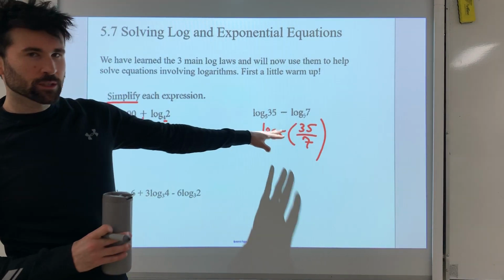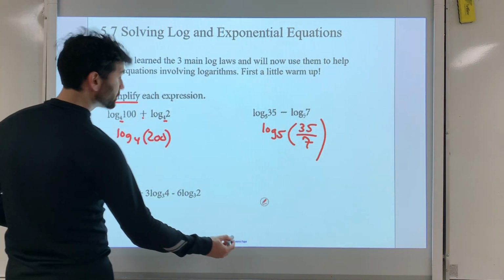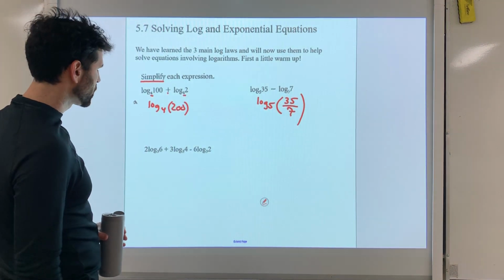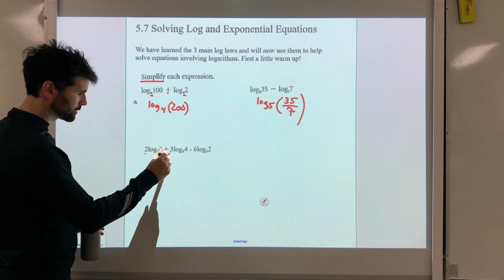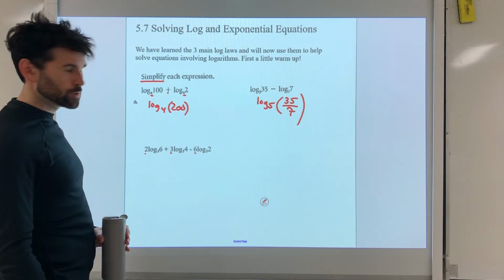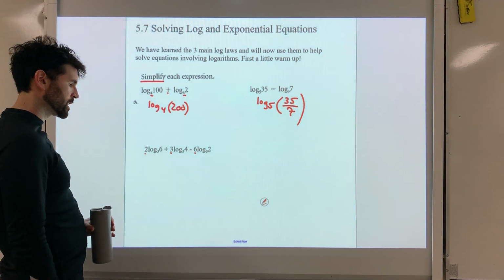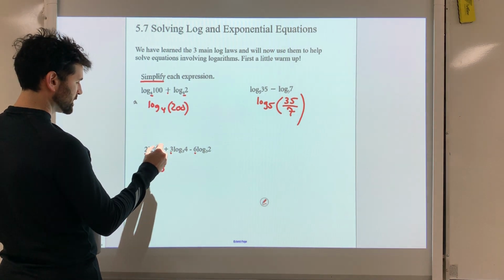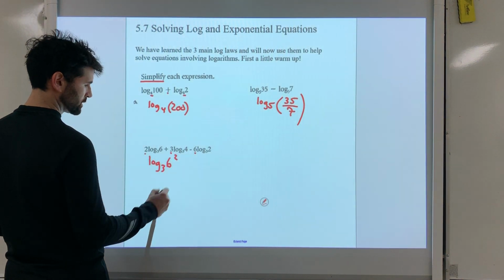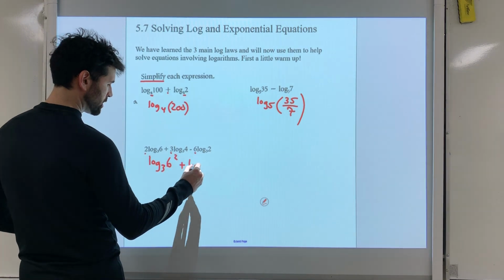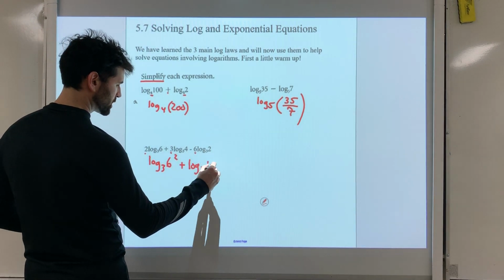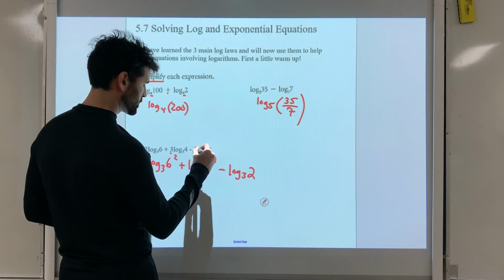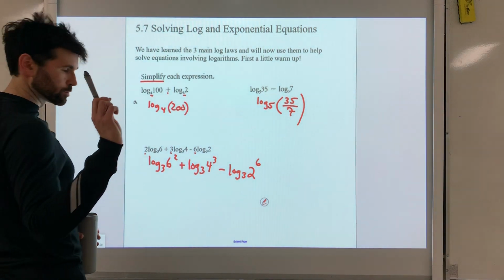So this was called the quotient law, this was called the product law, and then we also had this one down here. Mainly though, when you have a number out in front of a log, that means that it used to be a power. So if I'm going to simplify this one, I'm going to write log base 3 of 6 squared, plus log base 3, bring the 3 out, 4 to the power of 3, subtract log base 3 of 2 to the power of 6. So that's step numero uno.